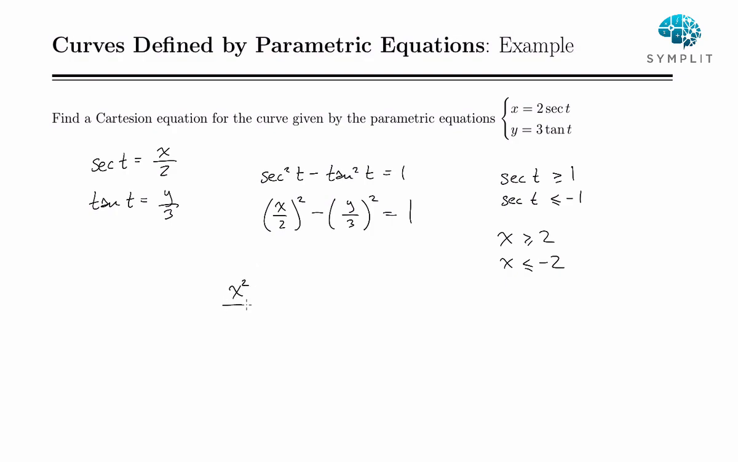So our equation, which I'll go ahead and square that out just so we can see that, already has built into it the restrictions that we have. So there's our Cartesian equation.